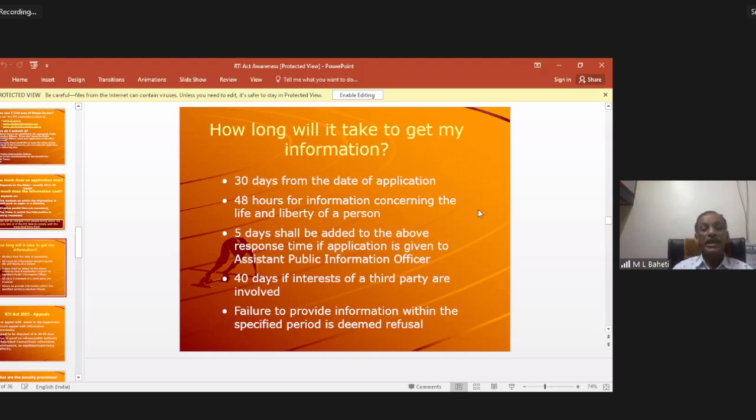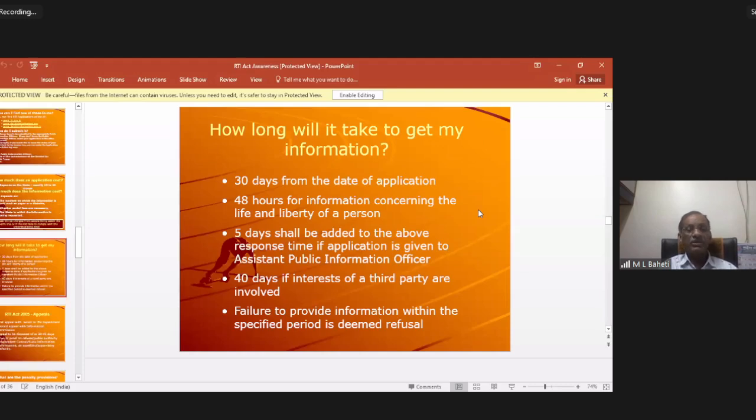How long will it take to get my information? Usually 30 days are sufficient from the date of application. Many are under the belief that RTI usually requires 30 days' time, and you have to wait for 30 days to get the required information. But there is one more clause: 48 hours for information concerning the life and liberty of a person.